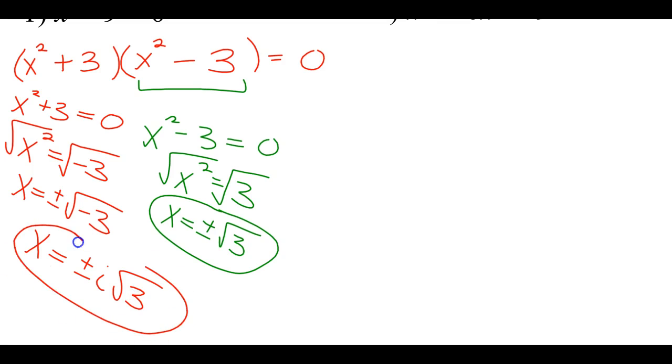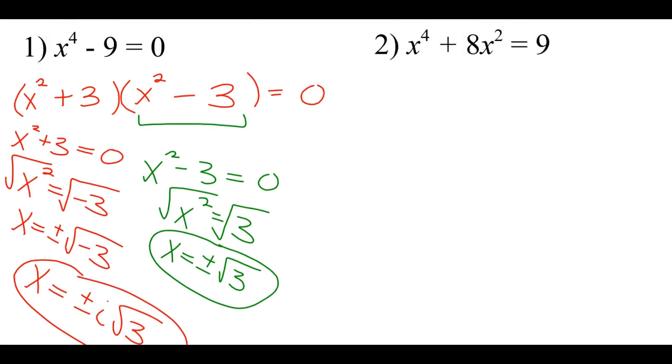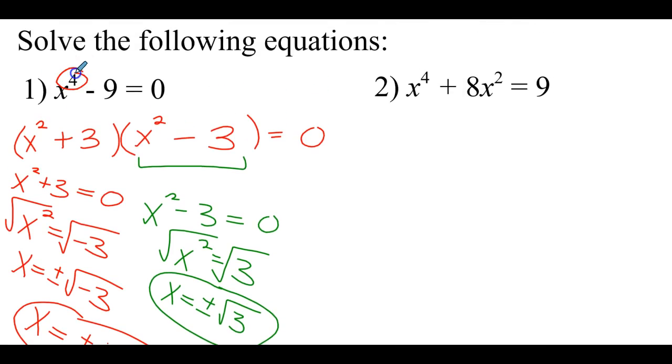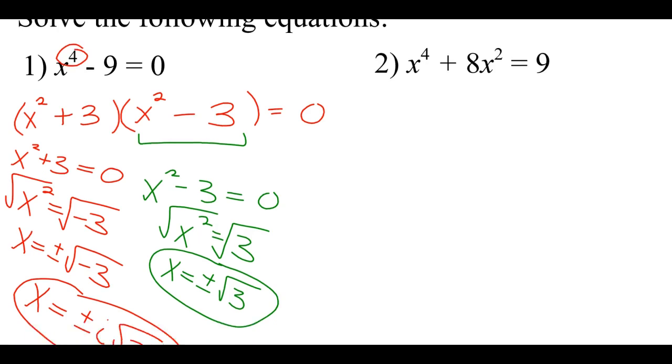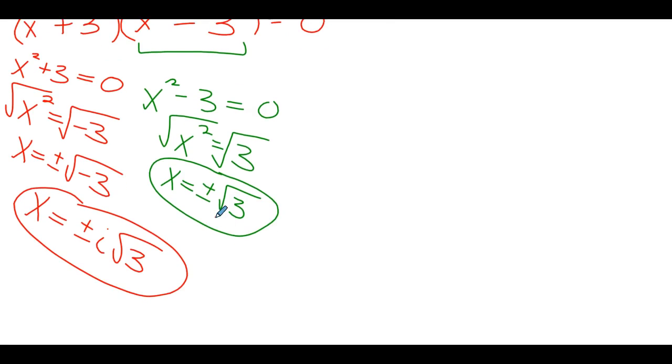So to summarize, how many answers did we get? 2. How many total answers did we get? 4. Plus or minus the square root of 3, plus or minus i square root of 3. So what was our degree again? 4. Yeah, so we got 4 answers. But how many of them were real? 2. Yeah, only the plus or minus the positive square root of 3 was real. How many were imaginary? 2.